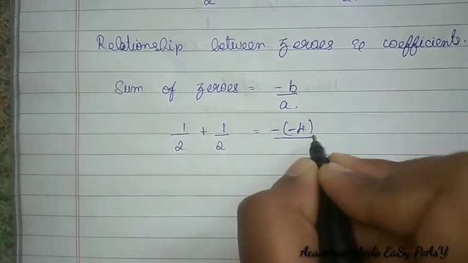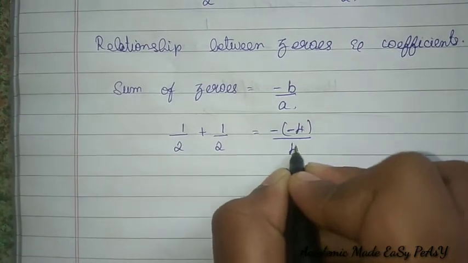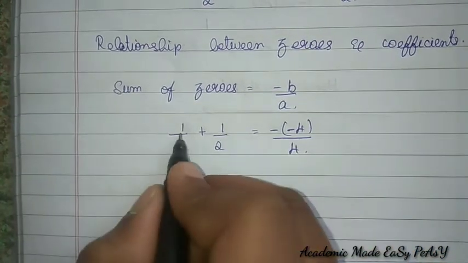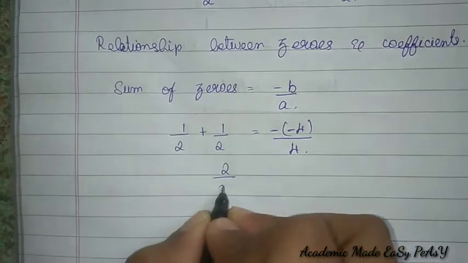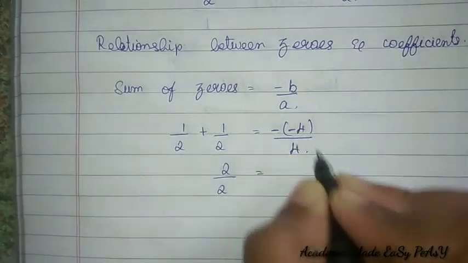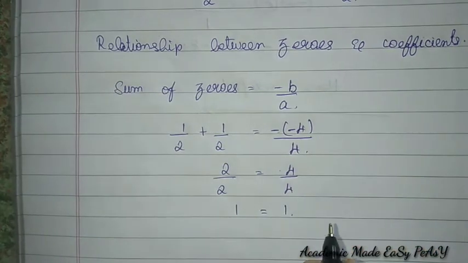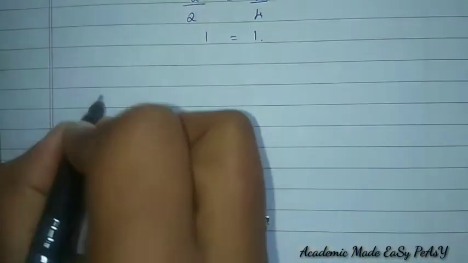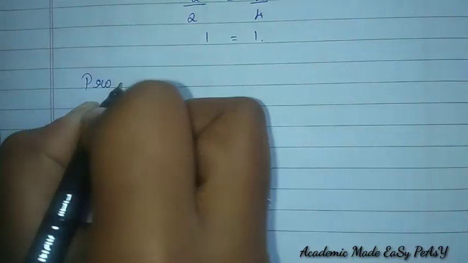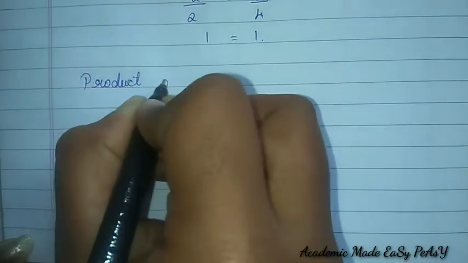Minus 4, my a was 4. So 1 plus 1 is 2. 2 by 2 is equal to, minus into minus is plus, 4 by 4. So 1 is equal to 1. This is verified. Now I will be taking the product of zeros.